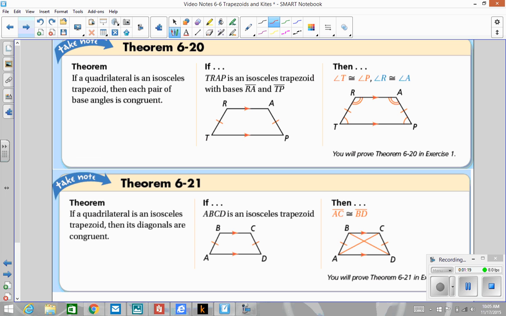Okay, so we have some theorems to highlight. This one says that if you have an isosceles trapezoid, then all the base angles are congruent. And this one also says if you have an isosceles trapezoid, then the diagonals are congruent. Now, what other kind of figure has congruent diagonals? That would be a rectangle. But what's the difference? This is a trapezoid with congruent legs, and a rectangle is a parallelogram. So there's a difference between those two, but know that they both have congruent diagonals.